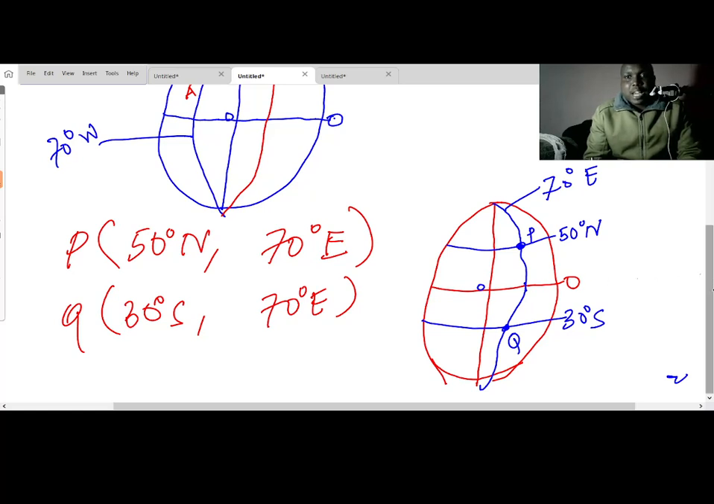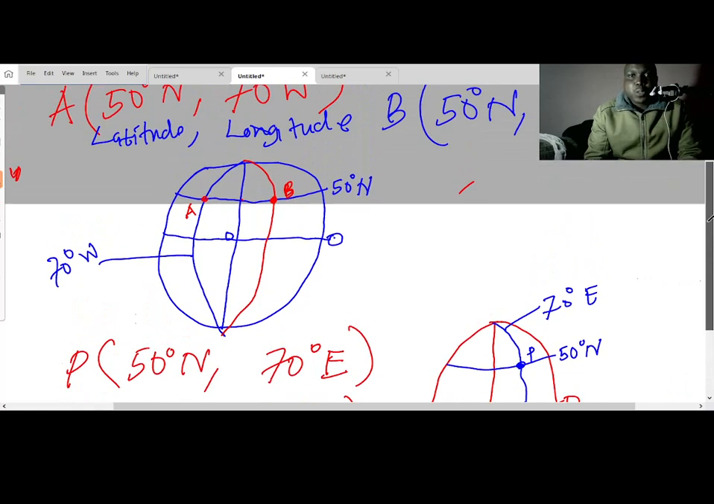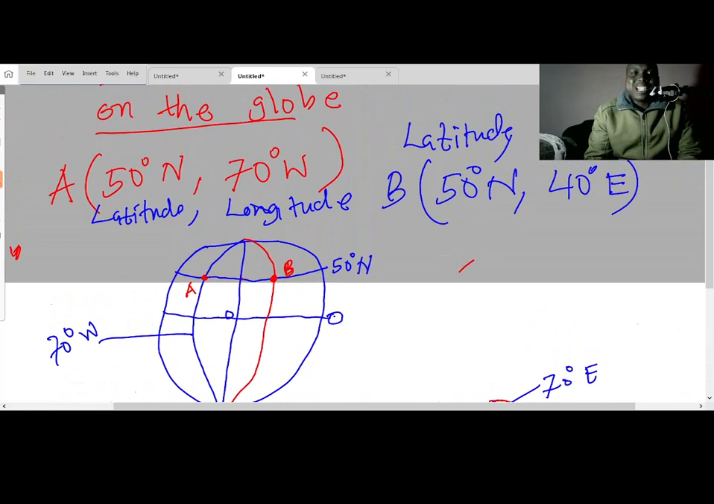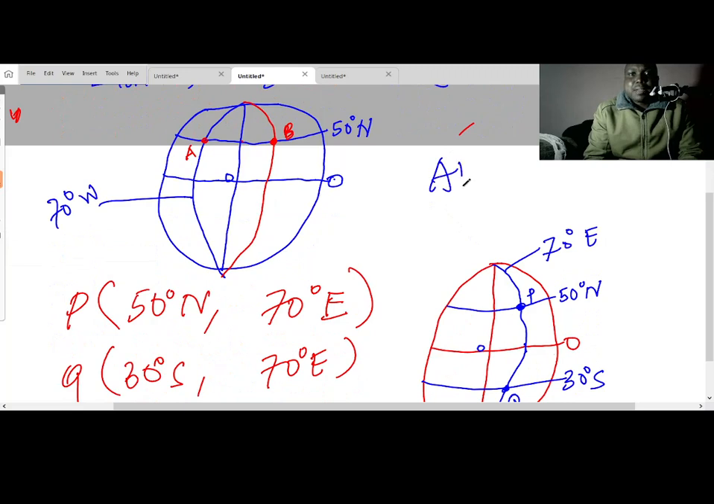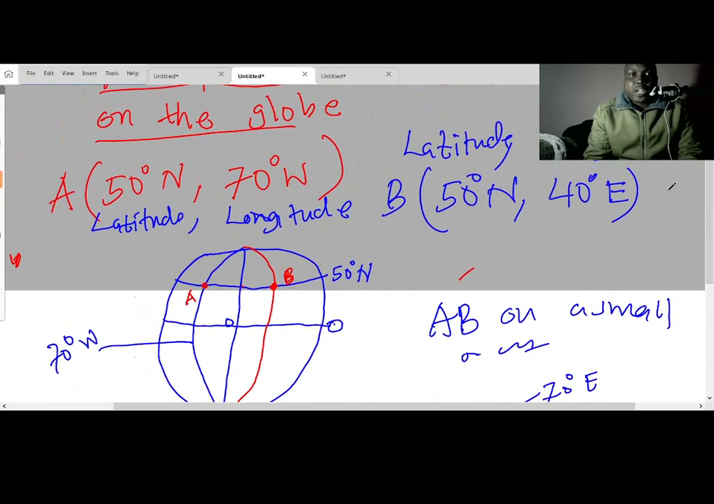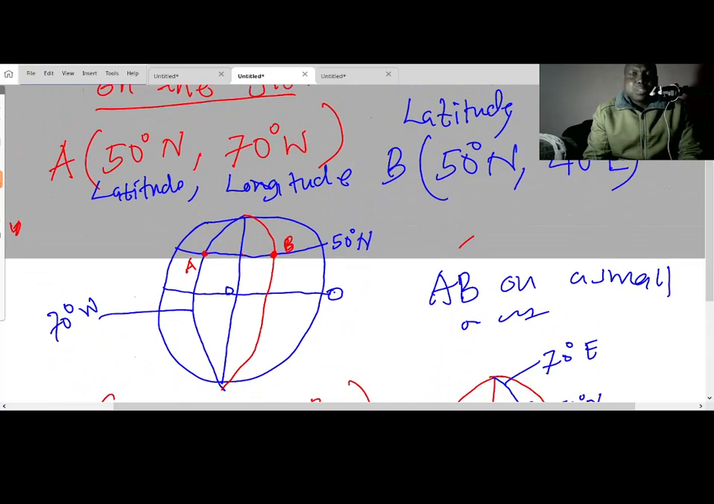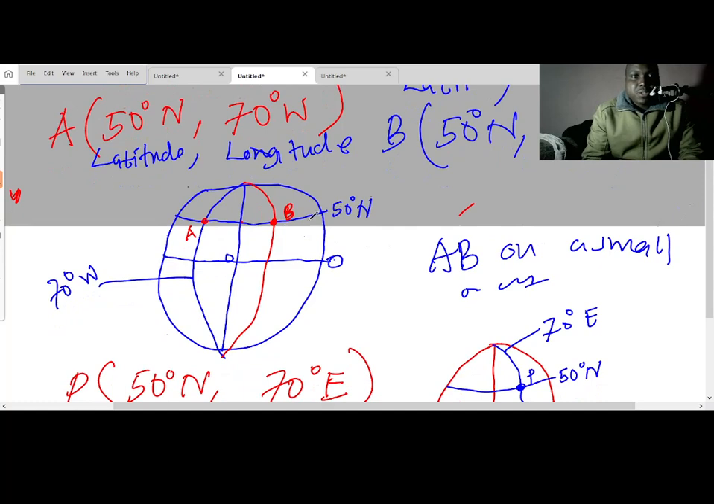Sawa? Now I want to use the same points to identify which one is a great circle and which one is a small circle. Is AB on a small circle or on a great circle? Kitu ya kwanza unaenda unaangalia iko wapi. Small circle na great circle tunaangalia the latitude. So angalia latitude yake. Latitude iko kwa 50 north. 50 north hiyo ni small circle.